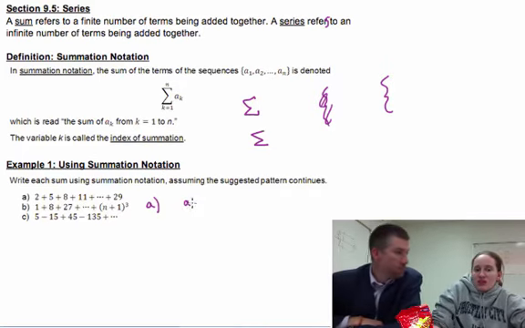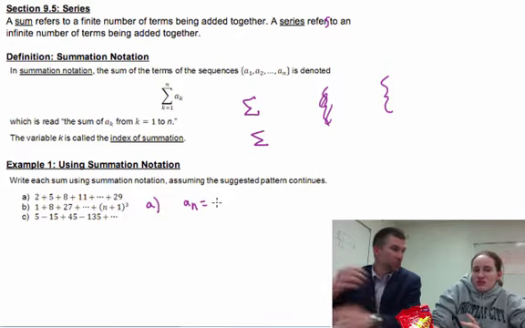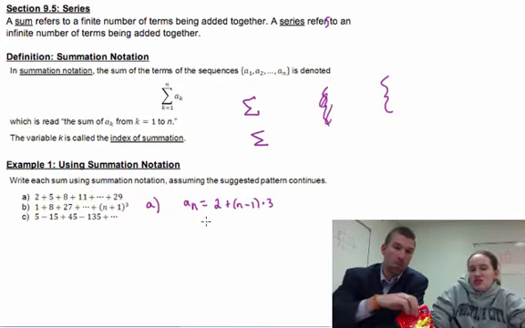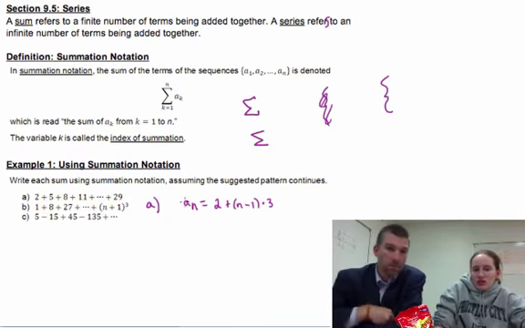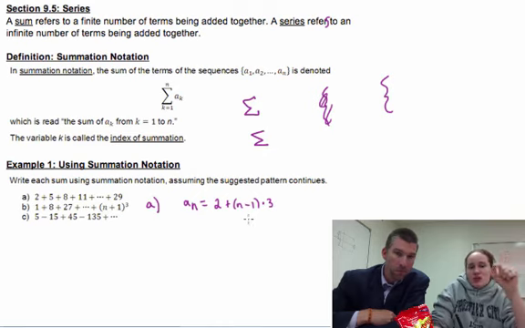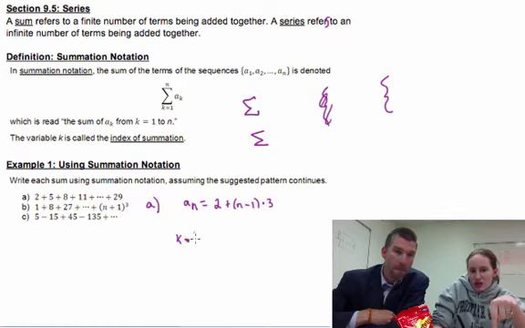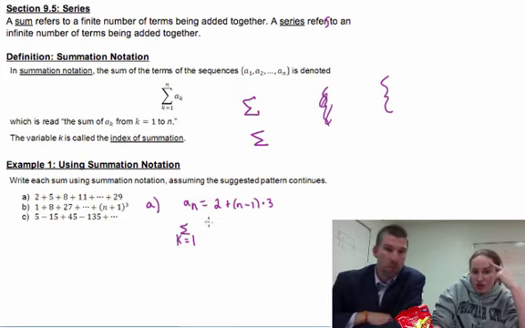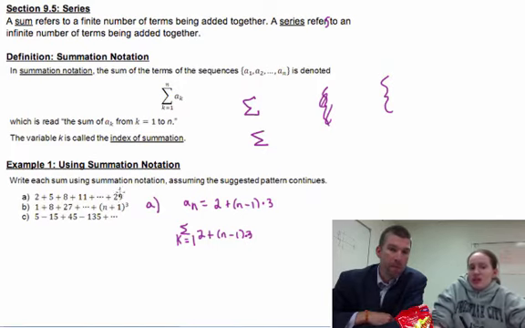Before we start with the sum, we have to get an explicit rule. We start with 2 and add 3 each time, so we use the explicit rule from before. When I plug in 1, I get 2, so my sum starts there. You can use k or n or whatever you want. Sometimes j's or i's will show up, but k and n are really big. Then we put this in as our expression.